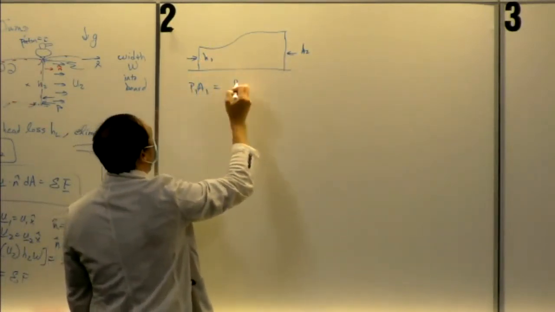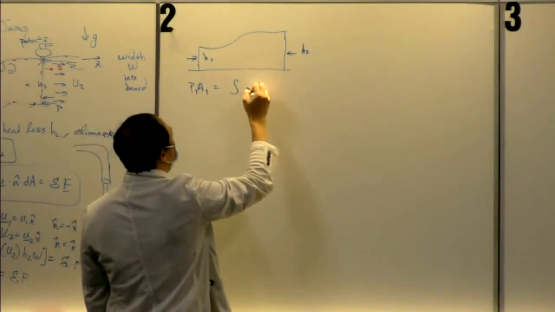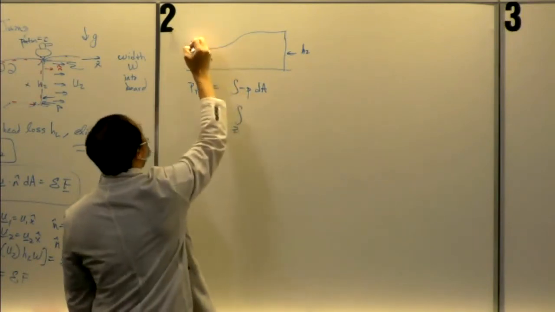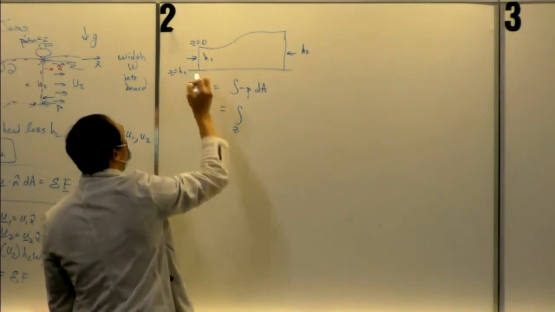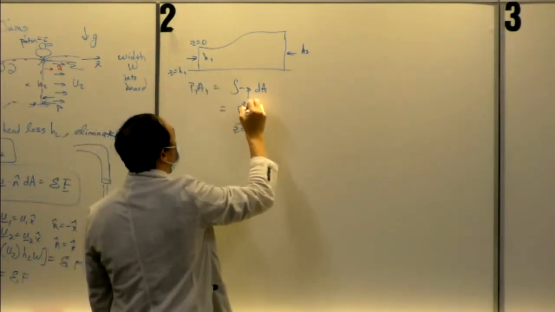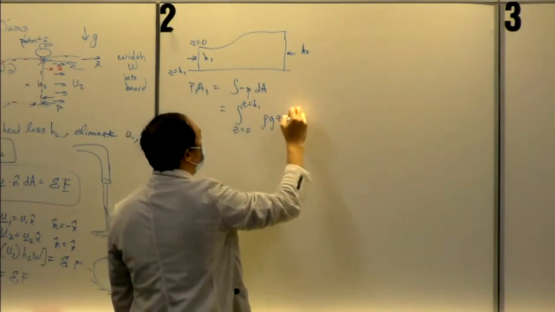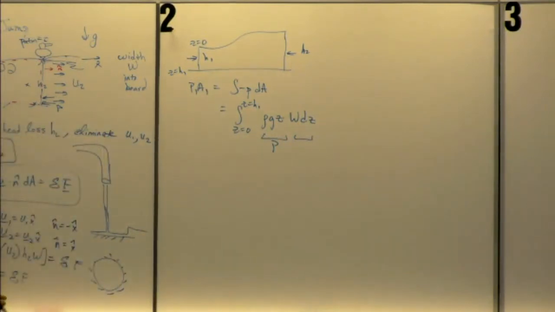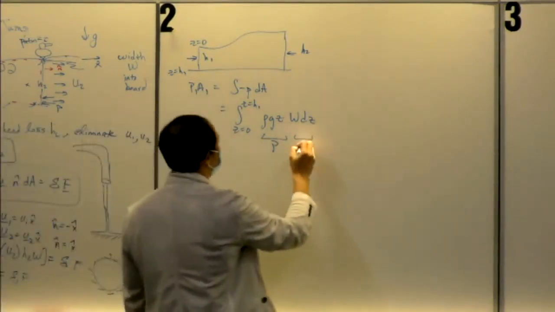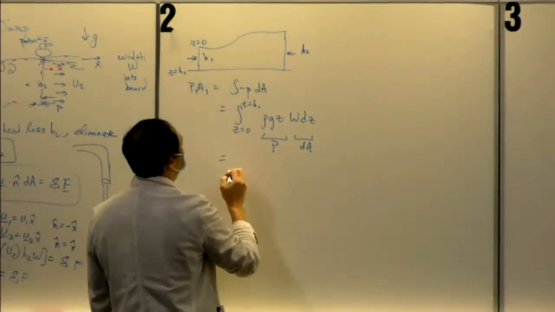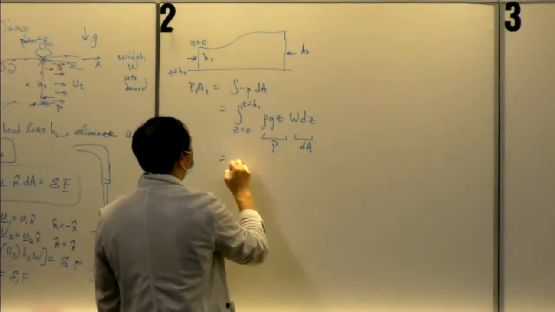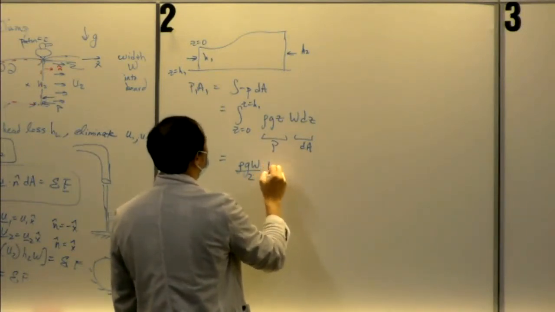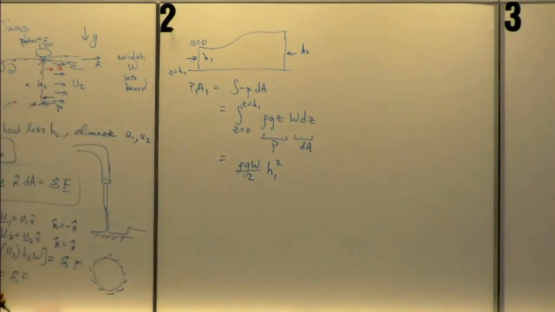P1A1 is going to be the integral of P dA. And we do that between z equals 0 and z equals H1 of rho g z w dz. This is the pressure, and that's the dA. And that gives us rho g w squared over 2 and H1 squared. And maybe some of you remember that from before.